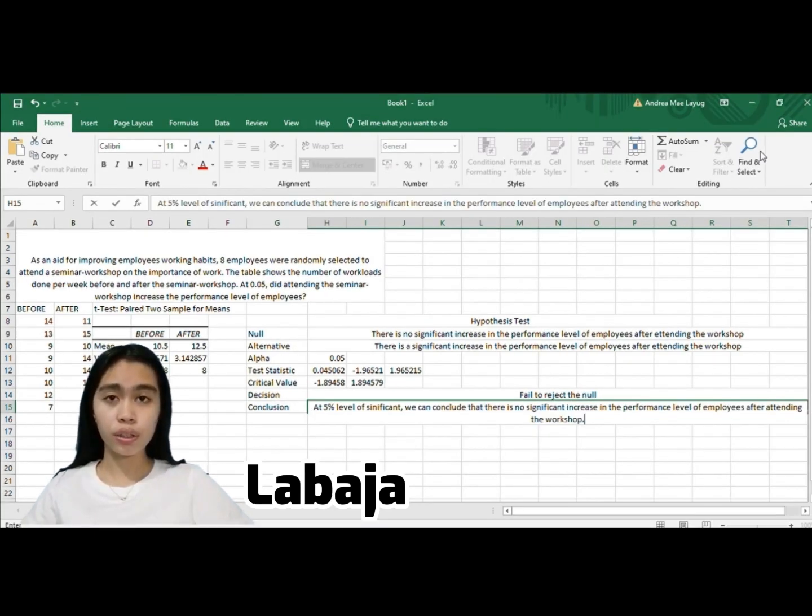And for our conclusion, at the 5% level of significance, we can conclude that there's no significant increase in the performance level of employees after attending the workshop. So that would be all for question number 1.